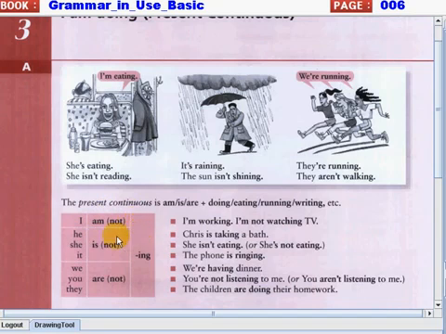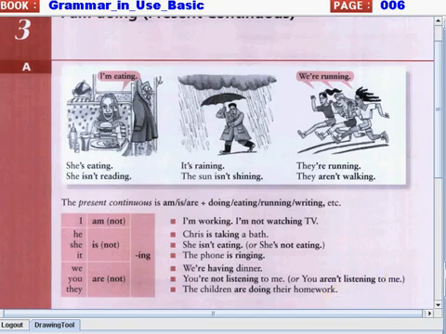Let's read the following sample sentences. I'm working. I am not watching TV. Chris is taking a bath. She isn't eating, or she's not eating. The phone is ringing. We're having dinner. You're not listening to me, or you aren't listening to me. The children are doing their homework.